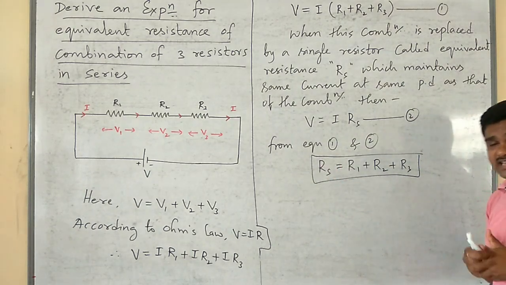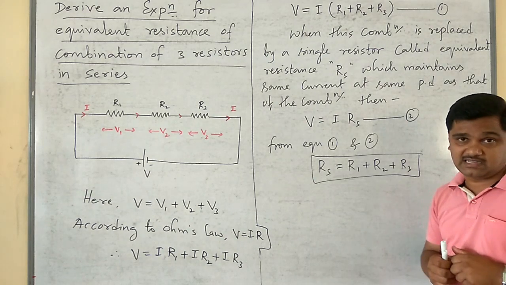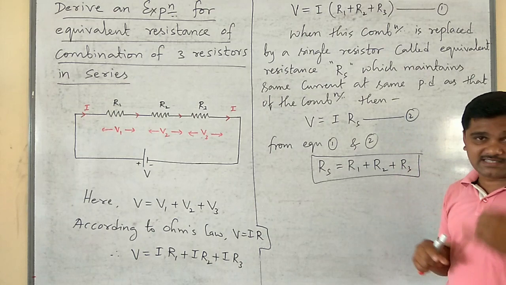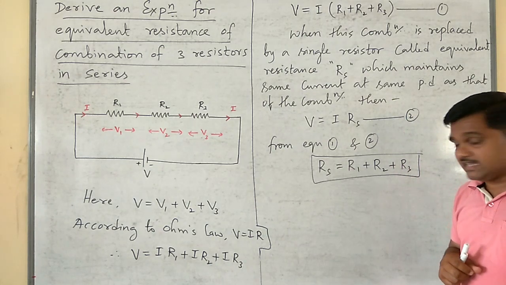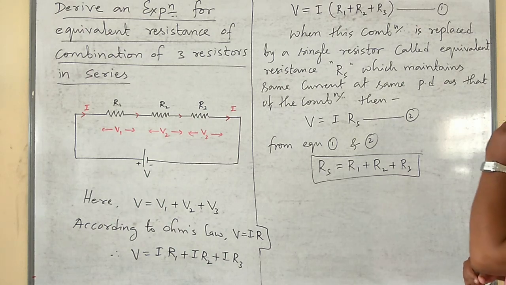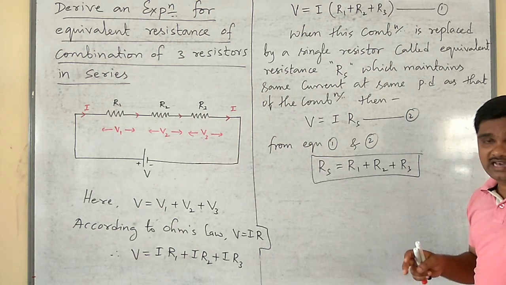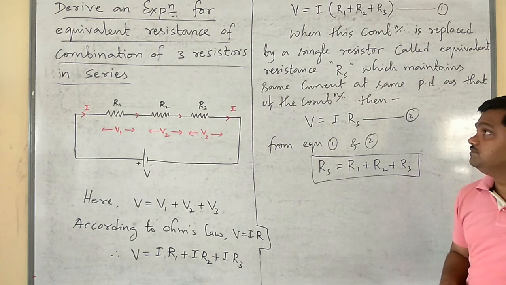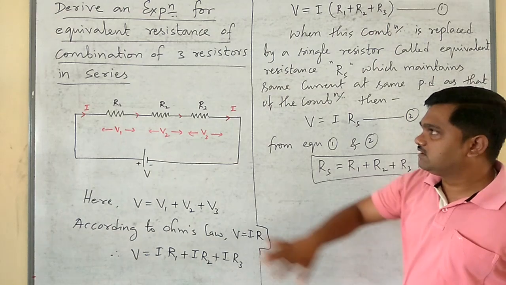What we have seen in case of series combination of three capacitors, 1 by CS is equal to 1 by C1 plus 1 by C2 plus 1 by C3, isn't it? So in the same manner here, RS is equal to R1 plus R2 plus R3 will come. Okay, next. So I will briefly repeat it once again.